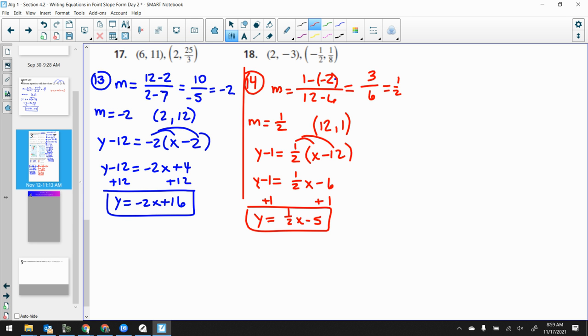Do you guys see how every problem is the same? Every single one of them. Find the slope, pick a point, plug it in, solve. That's why I stress to you repetition is key for this. You're not going to get it if you don't try. Let me point again back to this sign.